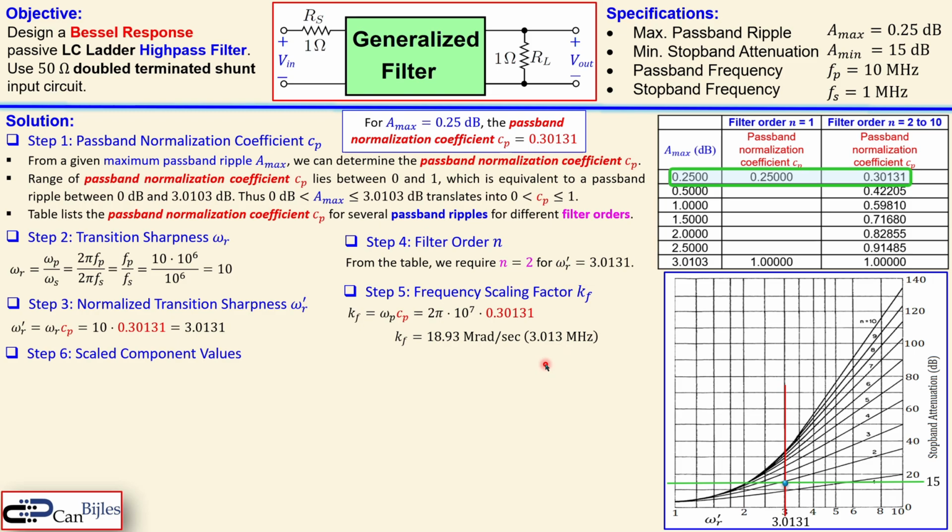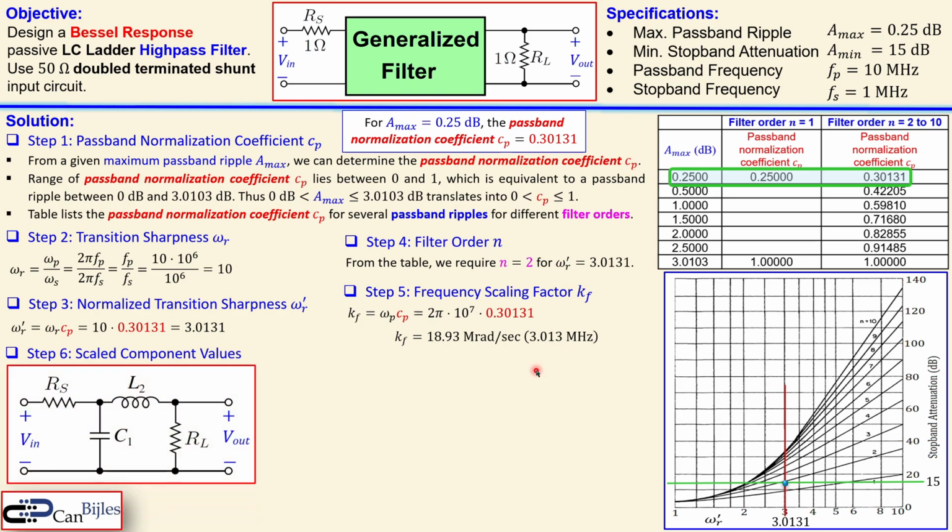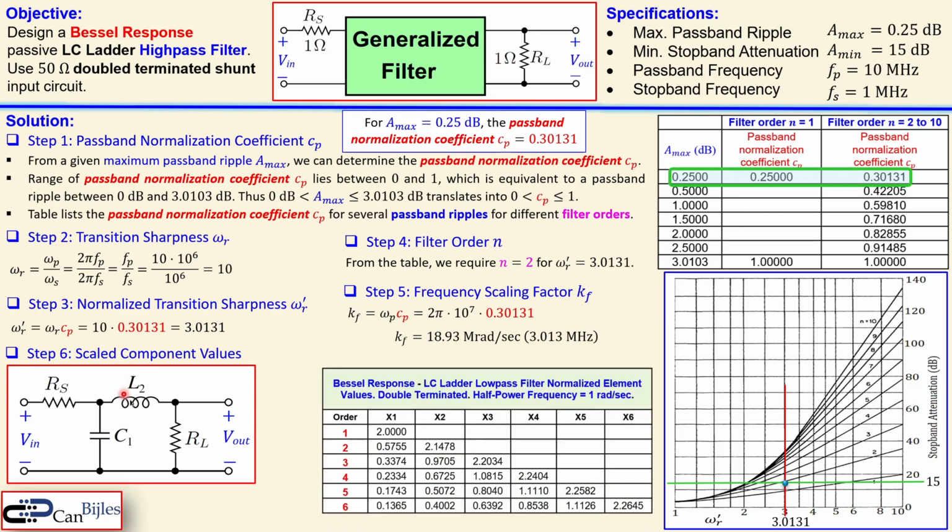Step 6 is the scaled component values. This is the second order low pass filter circuit configuration. So we see C1 and L2, and then RS and RL as our source and the load. So this is just the green part of the circuit. Now you see here the table. In this case, it is a Bessel response, LC ladder configuration for our low pass filter configuration, and we need to have a second order.